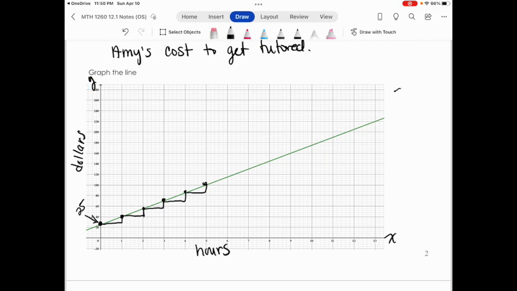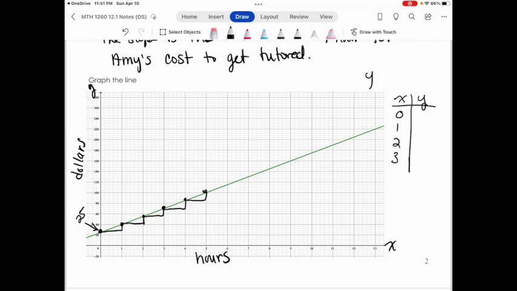Now the other way you could make your line is by making what's called a t-table. Just make a table of x's with the corresponding values of y. So since our equation is y equals 15x plus 25, I'll make some points: 0, 1, 2, 3. You can pick whatever points you want. So I would plug in 0 for x and find my corresponding value of y. When I plug in 0 for x, I get 15 times 0, which is 0, plus 25. That gives me 25.